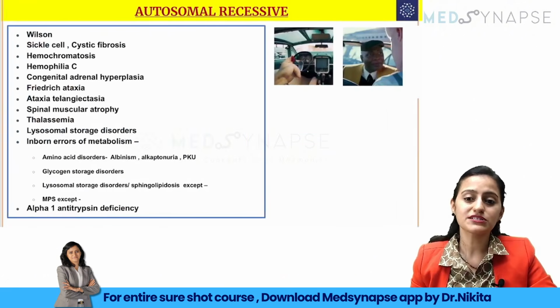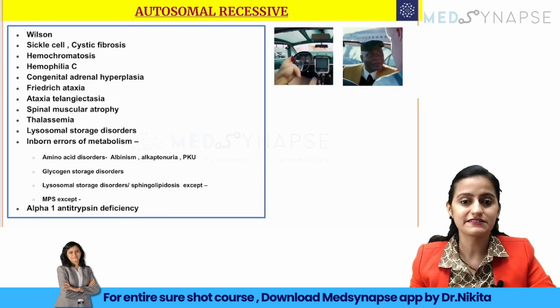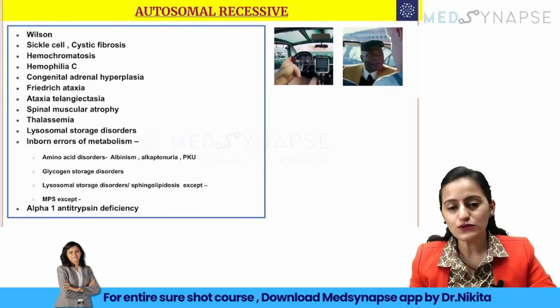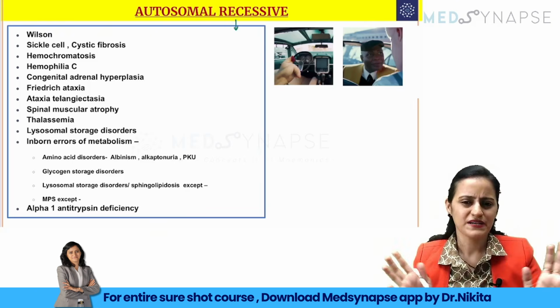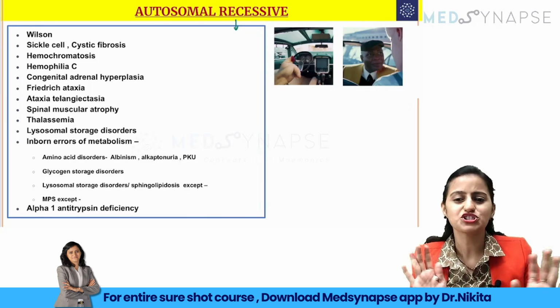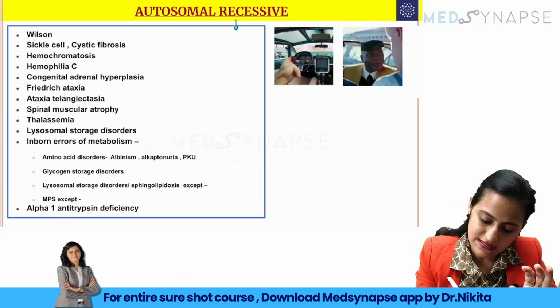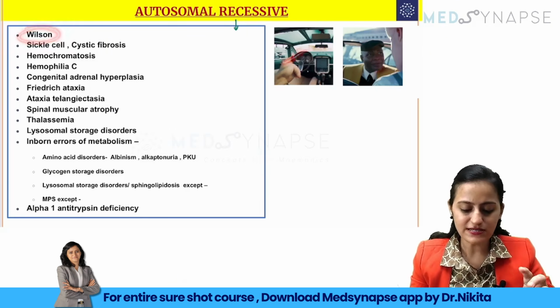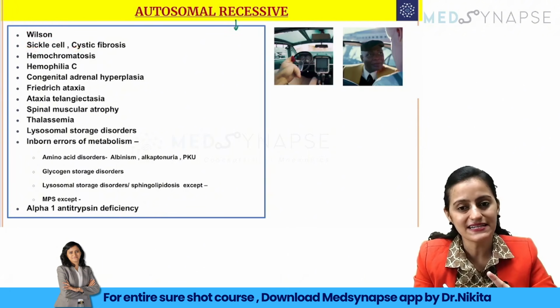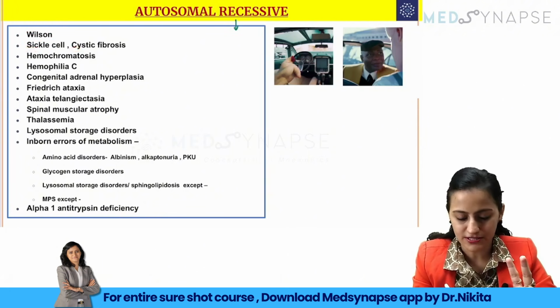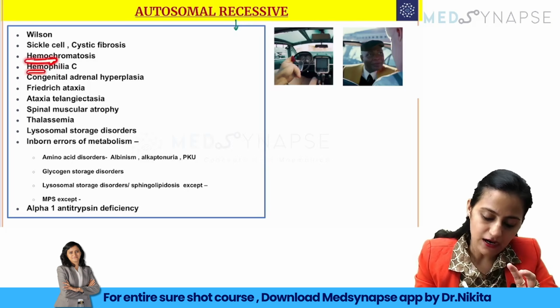Now coming to the story of autosomal recessive disorders. So in autosomal recessive disorders, this is a story of a recessive person. Recessive means not dominant, a shy person whose name is Wilson. So this Wilson once goes to the C side: C for sickle cell, C for cystic fibrosis. Okay, he is a homo.